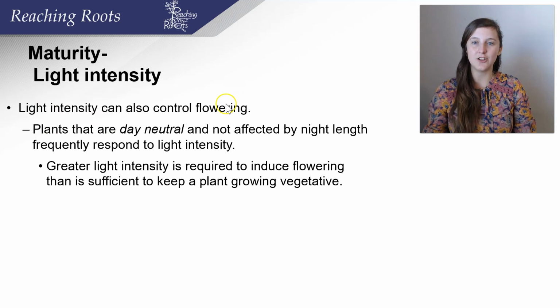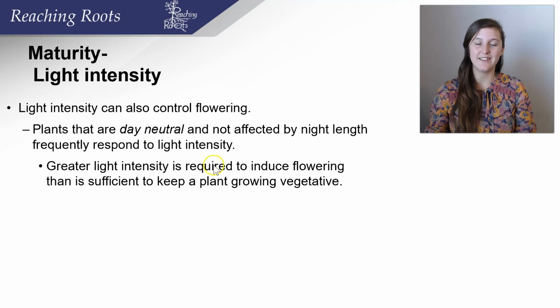Light intensity can also control flowering. Oftentimes, plants that are day neutral, meaning that they're not short day or long day plants, for these plants, greater light intensity is required to induce flowering than is required to have the plant continue to grow vegetatively. These plants can give people some trouble.